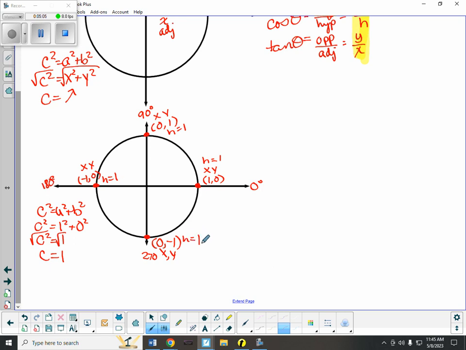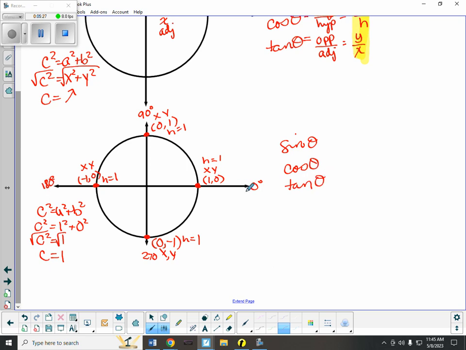So what we have to do again is just write down the point, the location: 1, 0; 0, 1; negative 1, 0; and 0, negative 1. Hypotenuse is always 1 for each of these. Now we can evaluate the trig functions, the sine of theta, cosine of theta, and the tangent of theta.